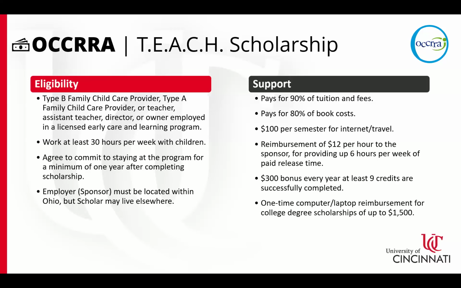You will get paid release time. This is a time for you to come outside the classroom and work on anything pertaining to your classes. You still get paid your normal rate of pay. We'll reimburse the center $12 an hour. And then at the end, if you complete 9 credit hours on a contract, so a contract is for a year, you go 3 terms. If you complete 9 credit hours in those 3 terms, we give you a $300 bonus, and then your center has to choose to give you a $300 bonus or a 2% raise.